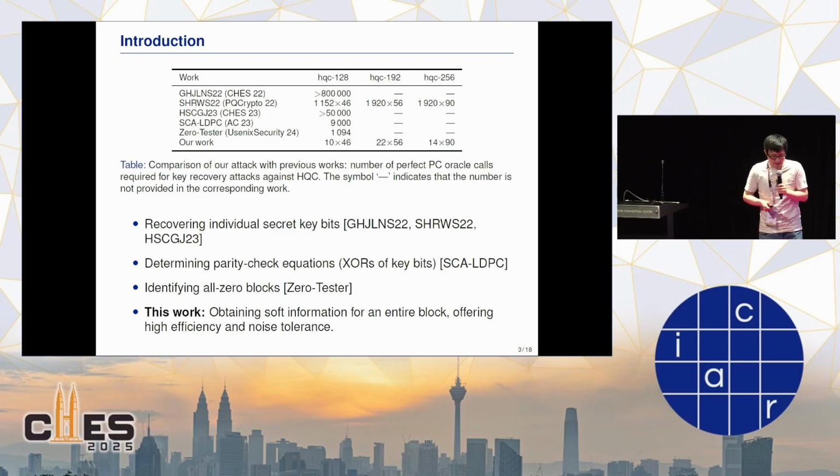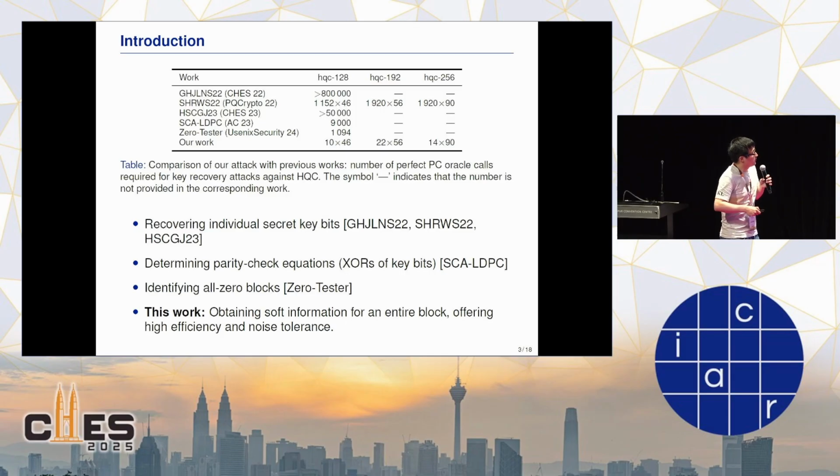The reason we achieve this improvement is that we develop a new method to extract the secret information. In the beginning papers from CHES and PQ Crypto, we mainly recover the individual secret bits by multiple attempts. Because the dimension of HQC is so large, we need such a large number of oracle calls.